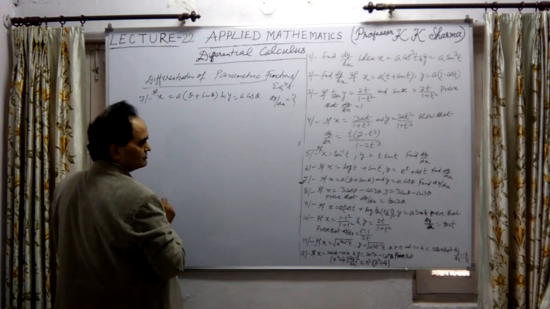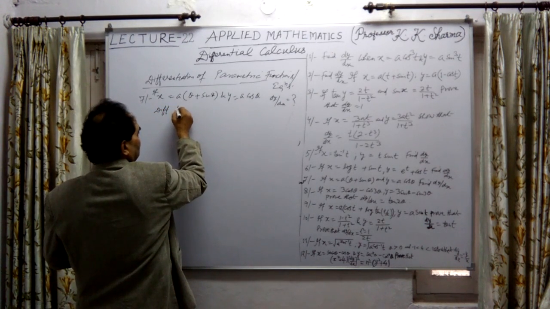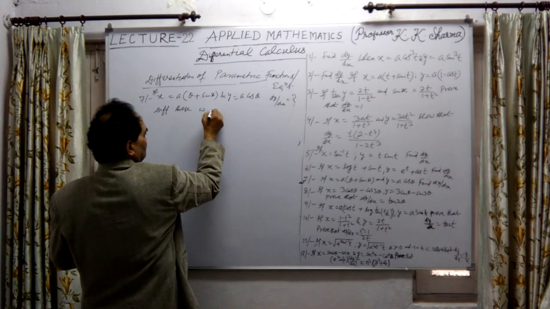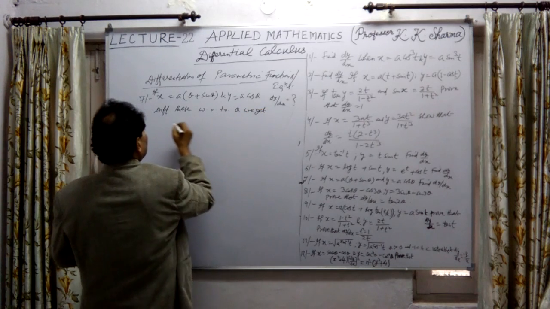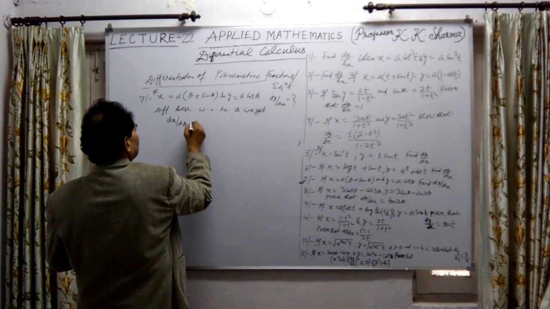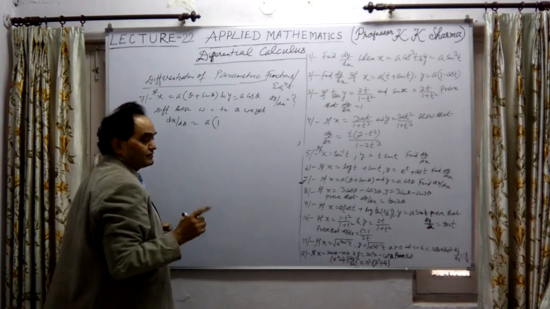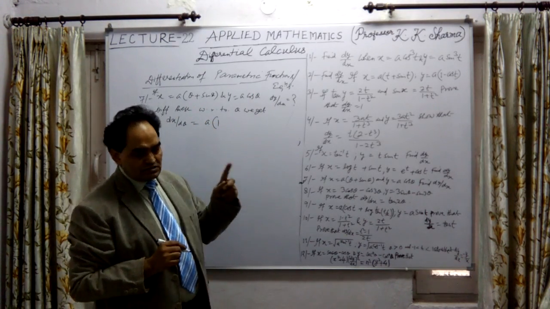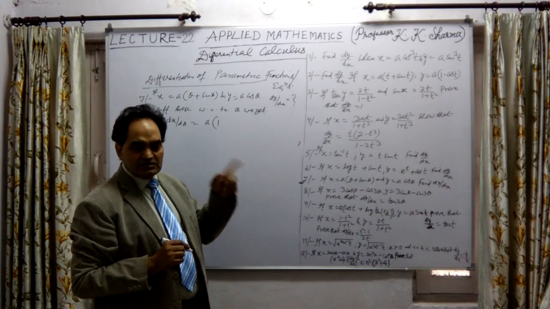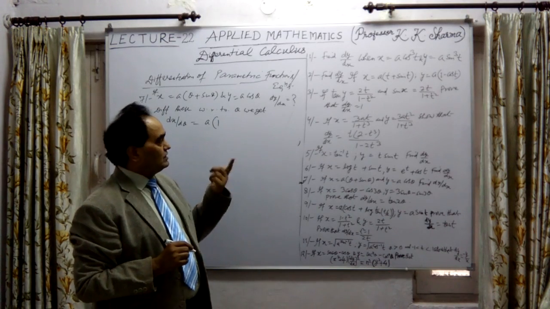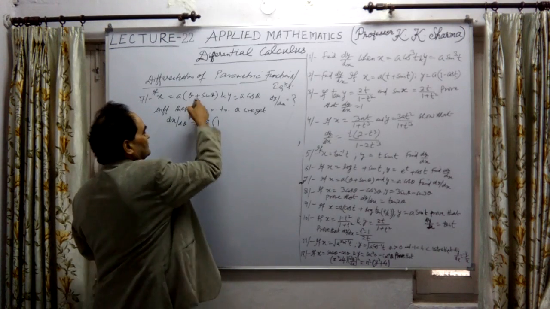We are differentiating with respect to theta. We get dx by d theta is equal to a, a constant, into differentiation of theta, which is 1 because we are differentiating with respect to theta. Theta differentiated with respect to theta is 1, y differentiated with respect to y is 1, x differentiated with respect to x is 1. Any variable with respect to the same variable is always 1. Differentiation of theta is 1.